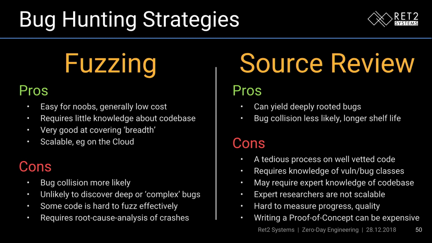OK, so source review is the other main strategy. Source review is often much harder for novices, but it can produce some high-quality bugs when performed diligently. If you're looking to just get into this stuff, I would say start real simple. Start with fuzzing and see how far you get.